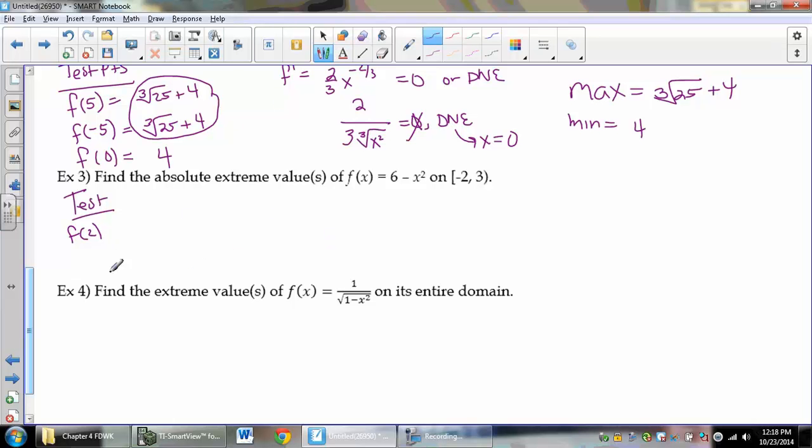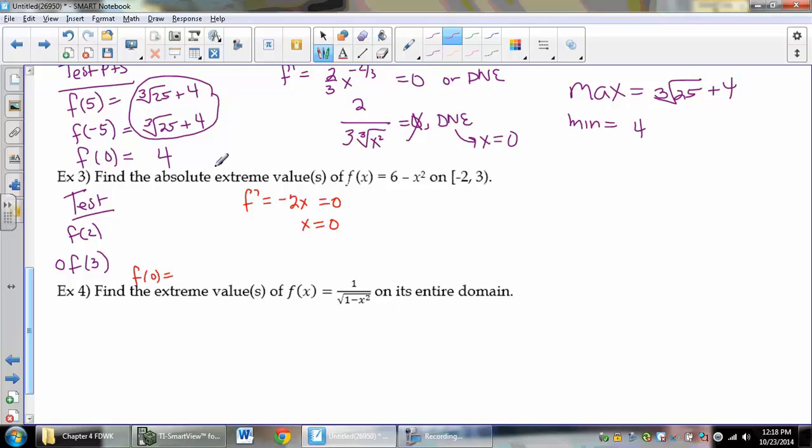And then I'm also going to show f of 3, but I'm going to put an open circle here to remind me that this can't be the minimum value. I'm just going to compare it to something else, okay? So I have that. Now I need to find my critical point. So f prime is going to be -2x, and I'm going to set that equal to 0, get x equals 0. So another test point is f of 0.